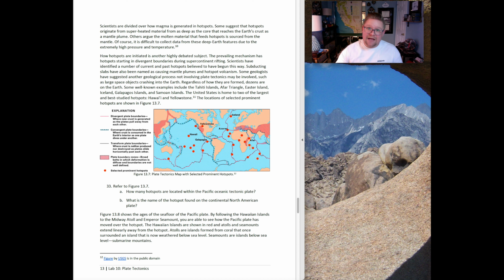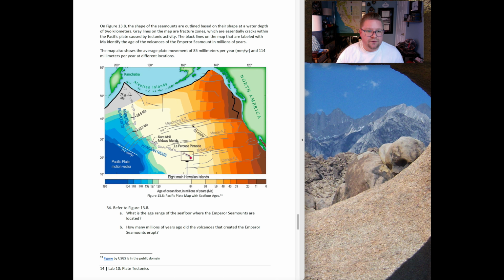Now, the next diagram, 13.8 on the following page, shows the age of the seafloor on the Pacific plate. So let me just go down here. What's interesting about this diagram is that it's showing the Hawaiian Islands, North American continent, the Aleutian Islands. So what we're observing here is the age of the crust. So we can see there's a color spectrum.